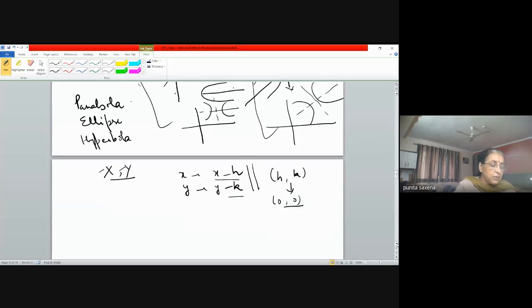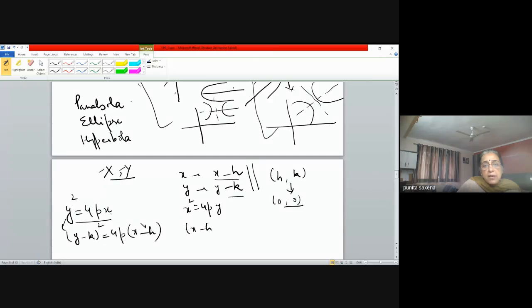But it's just that my equations will get changed, in the sense that the equation we had, y square equal to 4px, that will now become y minus k whole square equal to 4p into x minus h, because we replaced x with x minus h and y with y minus k. Similarly, x square equal to 4py will now be x minus h whole square equal to 4p into y minus k. Is this okay or not?